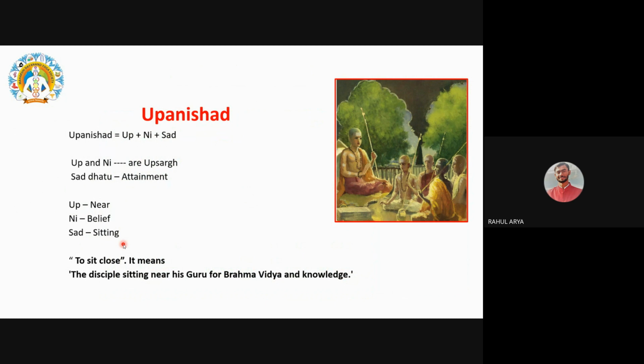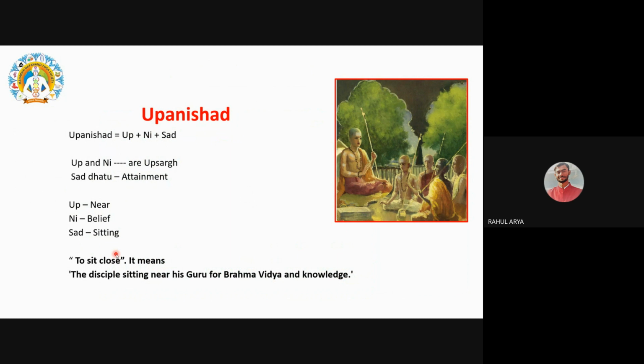One of you please repeat what is the meaning of the Upanishad? Yes, please. The Upanishad comprises three parts. Up and Ni are the upsarga which uplift the level of the word, and Sad is a dhatu for attainment. In other senses, Up is near, Ni is belief, and Sad is sitting, which means the disciple who has complete trust, faith and respect in the Guru sits near him for getting Brahma Vidya or knowledge. Excellent.